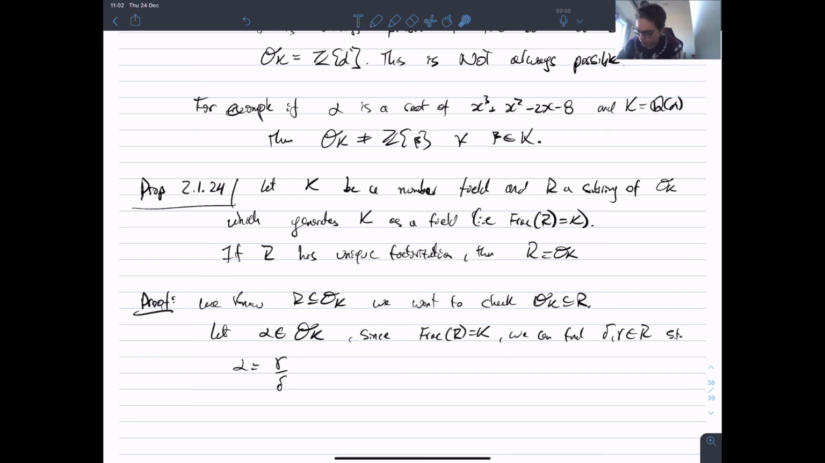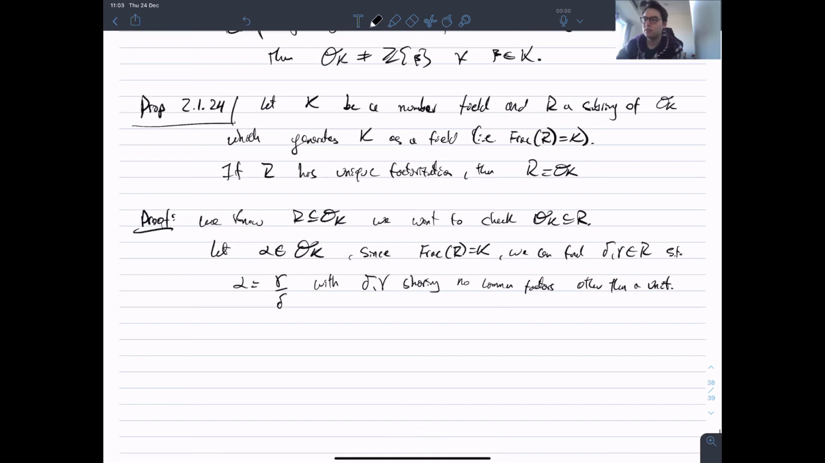Alpha is some element of K, and Frac R is K, so the field of fractions of R, which means these are just a set of elements that look like quotients, so like two elements of R. Every element of K can then be written in this form. And if I do this in lowest terms, I can assume that delta and gamma share no common factors other than a unit. So I can just assume that it's a fraction in lowest terms.